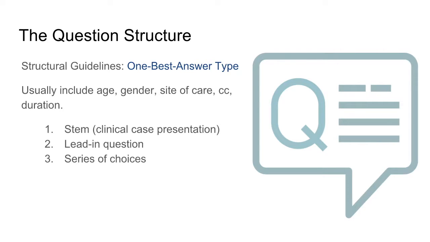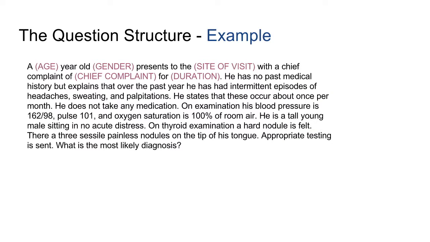All right, so there's really mainly 99% of the time only one type of question on the test. It's the one best answer type. And I'll break it down for you. So there's 3 parts to that. There's the stem, which is the paragraph, clinical vignette. Then there's a lead-in question. That's the last sentence on the stem. And then a series of choices. Simple as that. That's what you see every time you take a test. Now included in that is usually the age, gender, site of care, chief complaint, and duration of illness. So that should be in about the first sentence. And we'll show an example of that here.